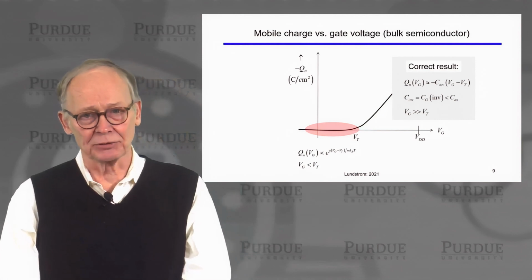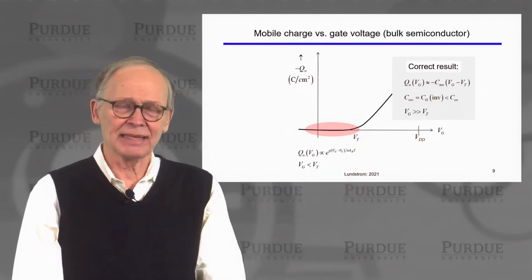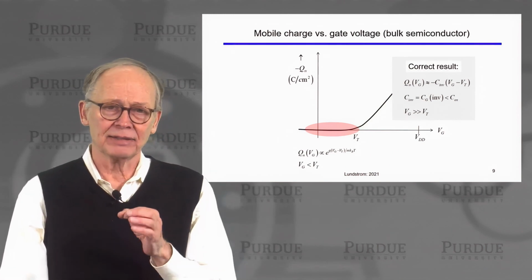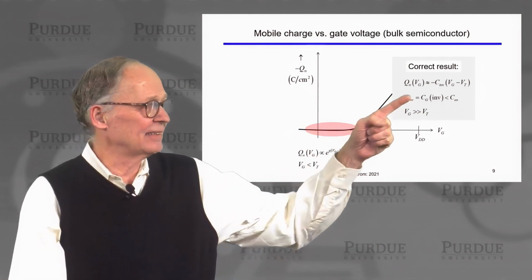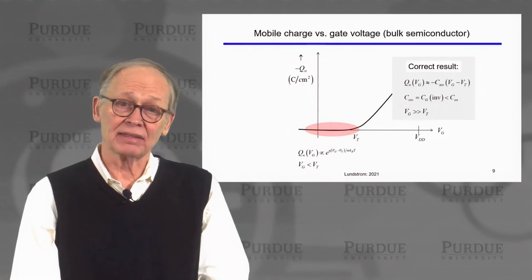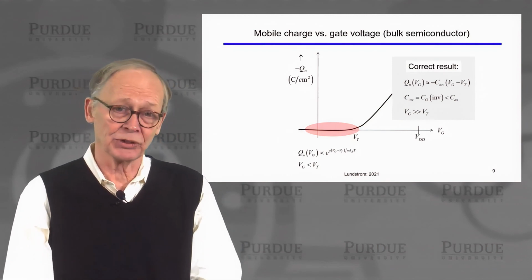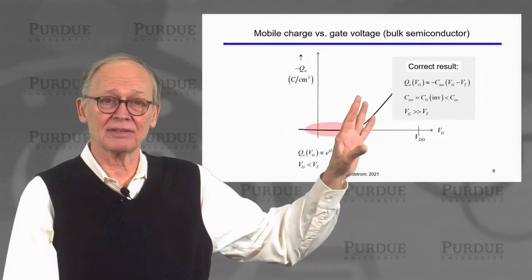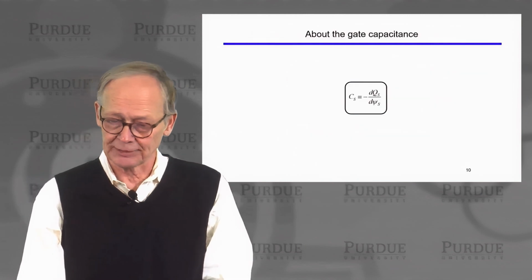This is the correct result. And in the correct result, we don't have the oxide capacitance there. We have the gate capacitance measured in strong inversion conditions. That turns out to be generally a little bit less than the oxide capacitance. Enough less that people worry about it these days. And this occurs when we're under on-state conditions, when the gate voltage is well above the threshold voltage.